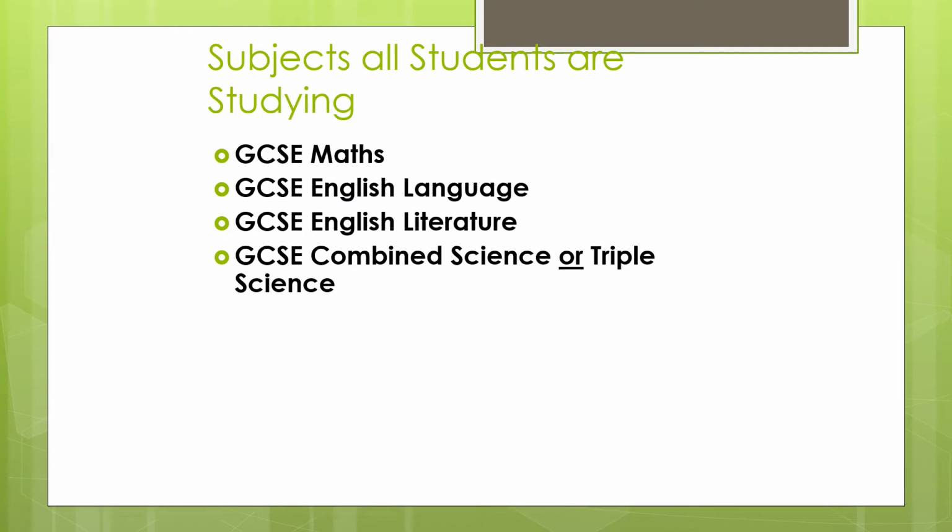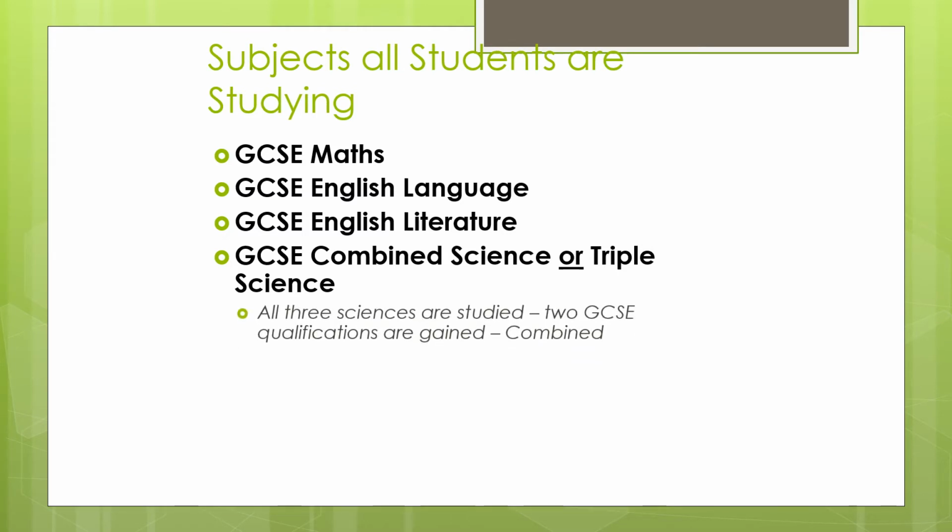Now there is some choice around the science qualification that the student can opt for. They can either study GCSE Combined Science, where all three sciences are studied, physics, chemistry, biology, but 2 GCSE qualifications are gained at the end of the 2-year course of study. That's GCSE Combined Science.